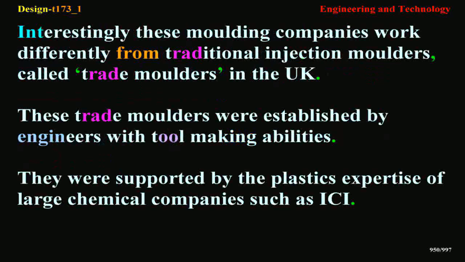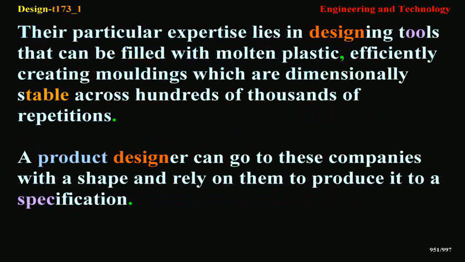Interestingly, these molding companies work differently from traditional injection molders, called trade molders in the UK. These trade molders were established by engineers with tool-making abilities. They were supported by the plastics expertise of large chemical companies such as ICI. Their particular expertise lies in designing tools that can be filled with molten plastic, efficiently creating moldings which are dimensionally stable across hundreds of thousands of repetitions.